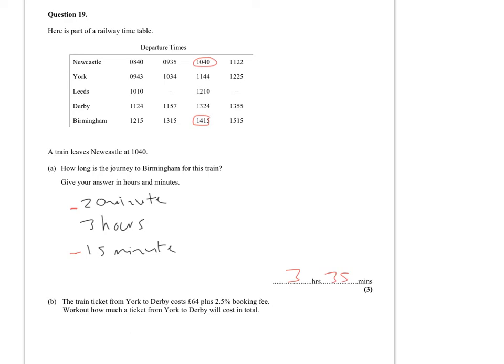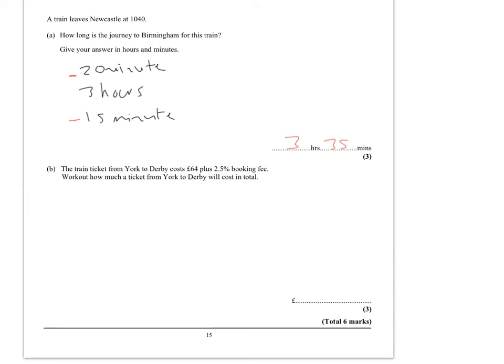Part B. The train ticket from York to Derby costs £64 plus a 2.5% booking fee. Work out how much a ticket from York to Derby will cost in total. So we basically have to increase this ticket price by 2.5%. Well, 1% is going to be 64 divided by 100, which will be 64 pence. And half of a percent will be half of that, which is 32 pence.